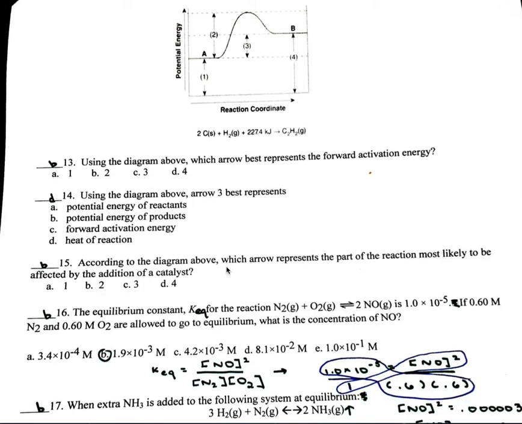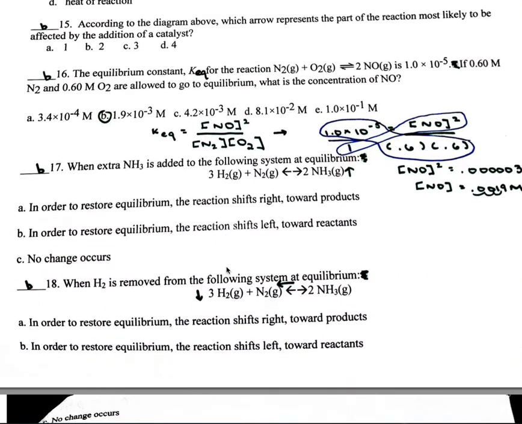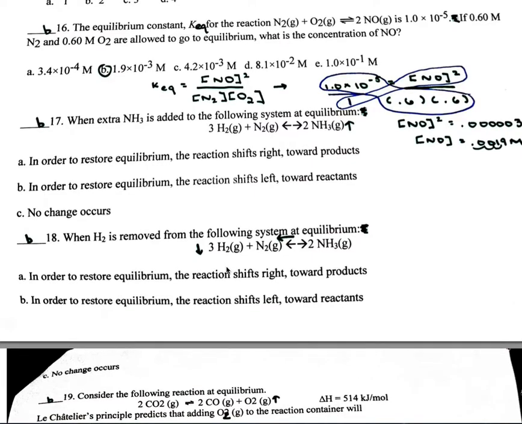All righty, for 16, I give you your KEQ now. I give you a couple of concentrations, but then I ask for the concentration of NO. So I would highly, highly, highly recommend, and I stress this, guys, writing out your equilibrium expression. So KEQ equals NO squared, because that's your product, the concentration of NO squared because of the coefficient, all over N2 times O2.